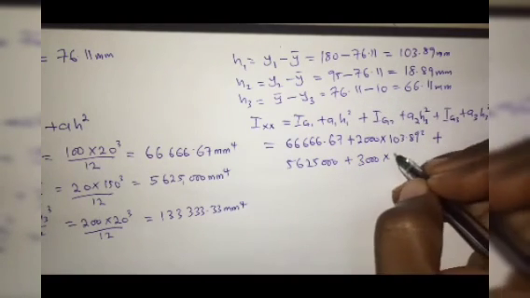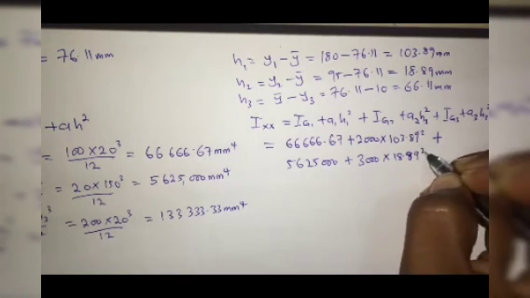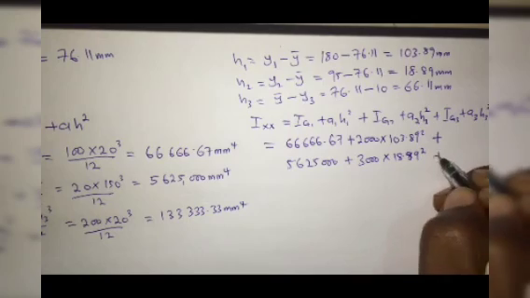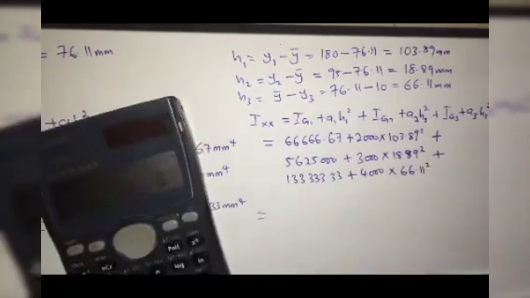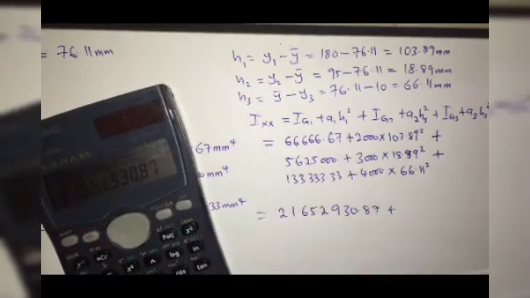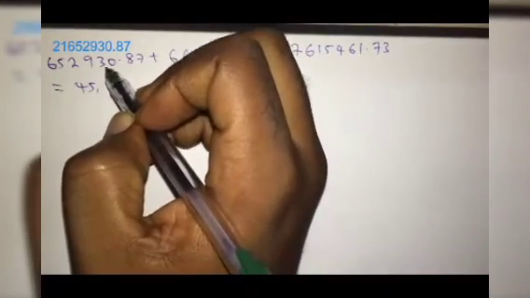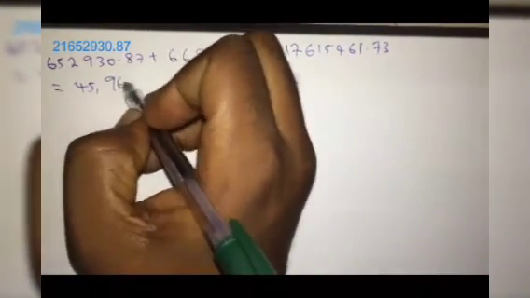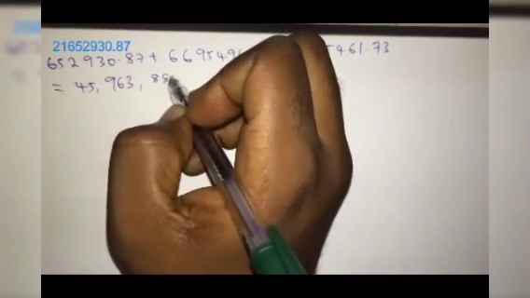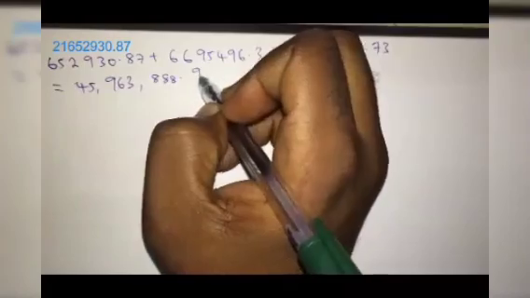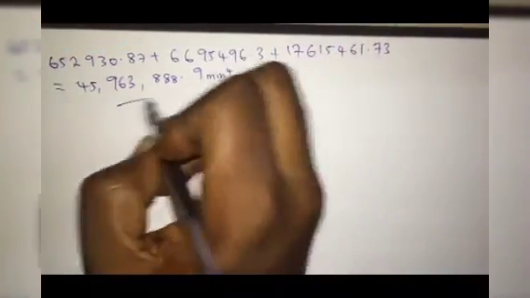Once you finish everything, you can add it all up in your calculator and get the final answer. Here, after adding everything, what I got is 45,963,888.9 millimeters to the power 4. So this is the moment of inertia of this I section with the given dimensions.